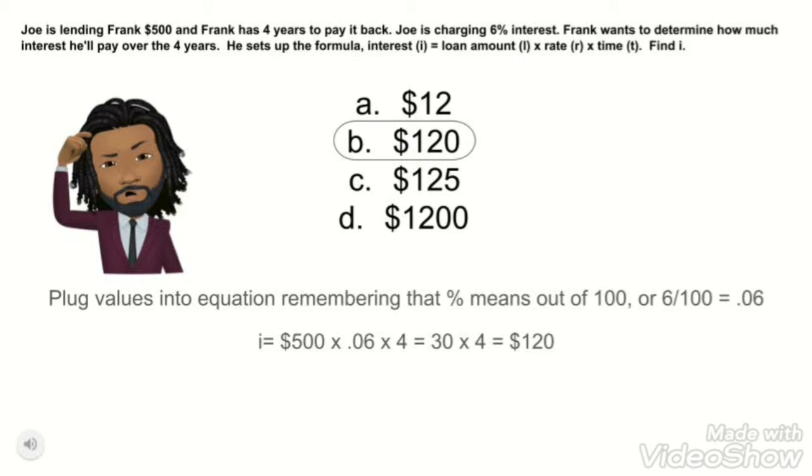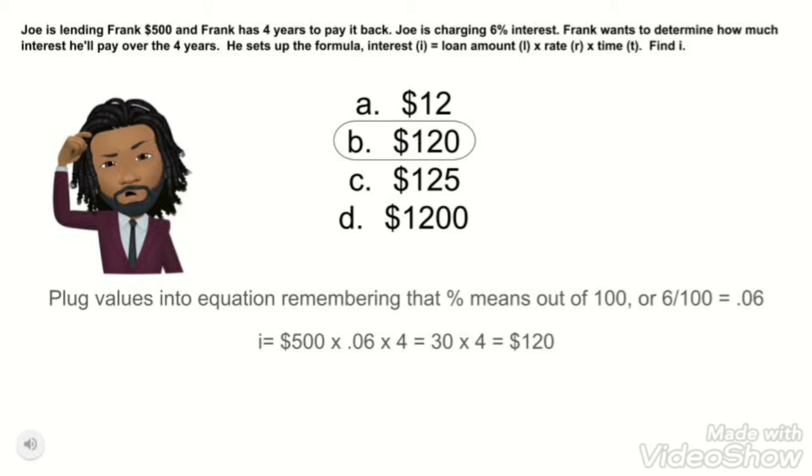I said, okay, what is 500 times 0.06? That ended up being 30. And then that has to go times 4, which is the time, 4 years. 30 is just 1 year. So it's $30 per year in interest. So he'll end up paying $120 in interest back.